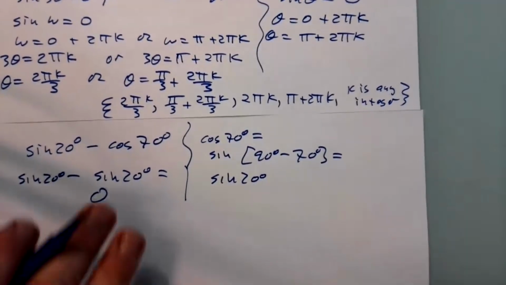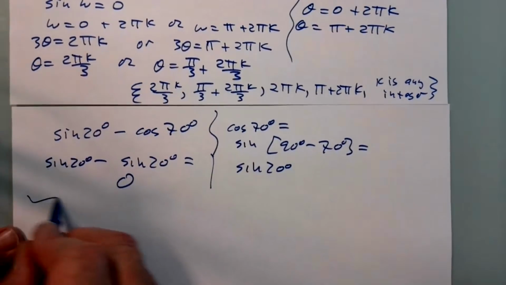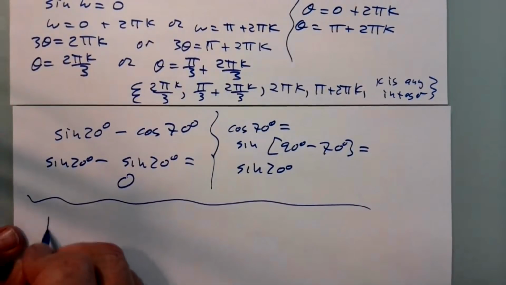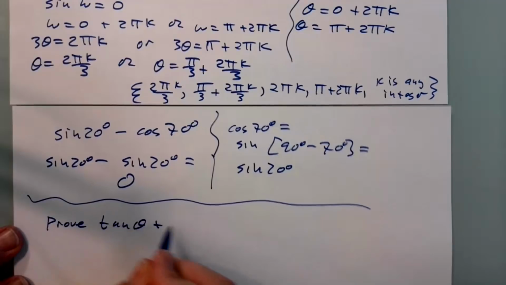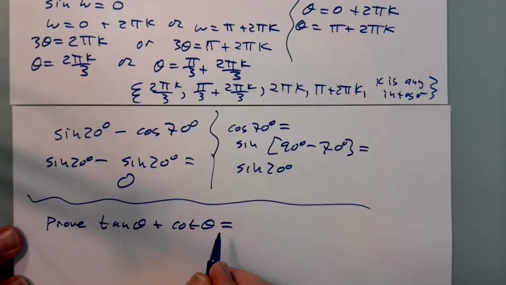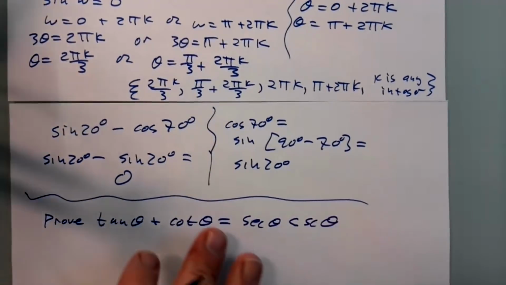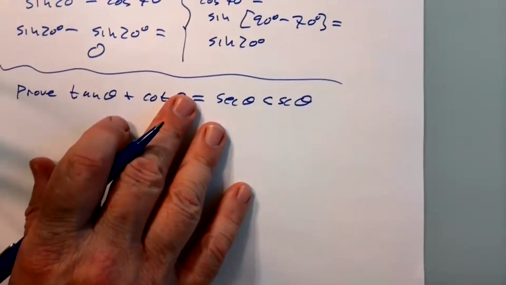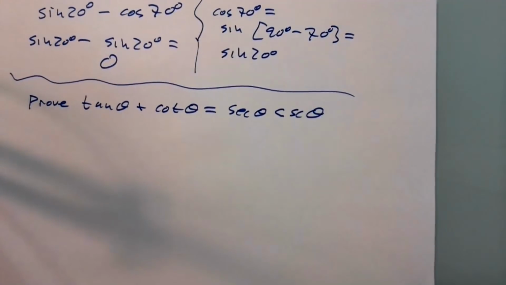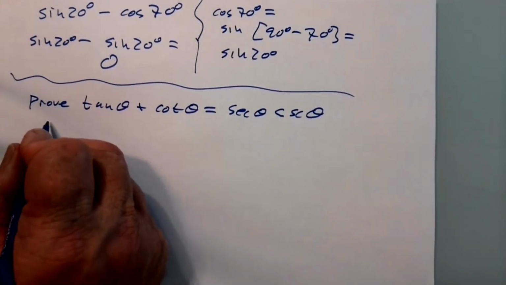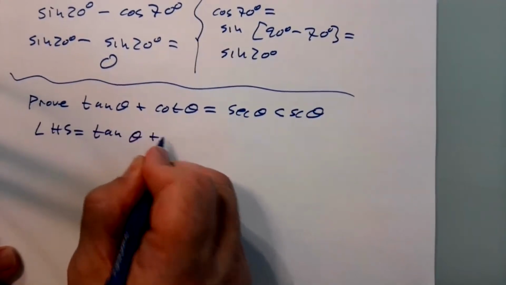Next, let's go ahead and prove an identity. Let me remind you of that process. How do we prove an identity? I want to prove tan theta plus cotan theta equals sec theta cosec theta. So let's take a look at that process. I always start with the left-hand side. So I'm going to say left-hand side equals tan theta plus cotan theta.